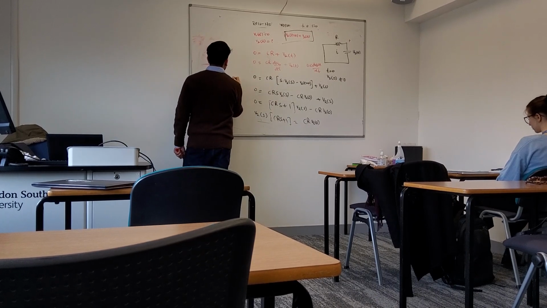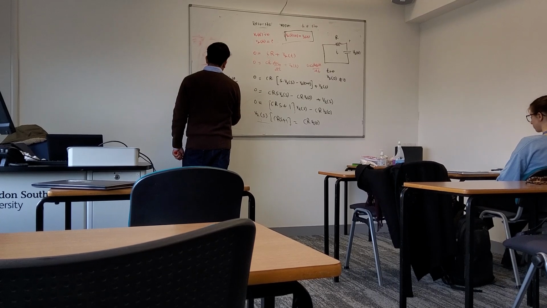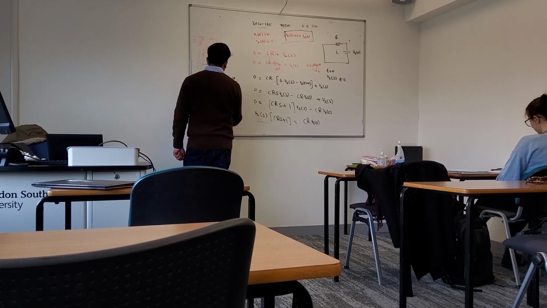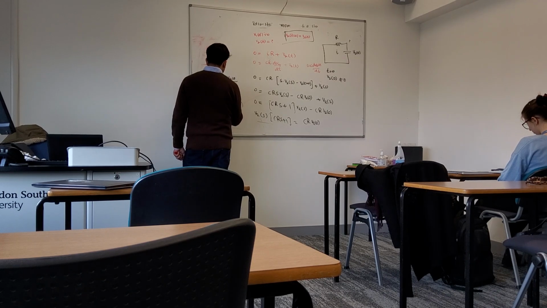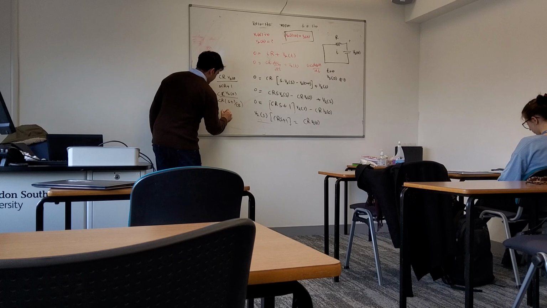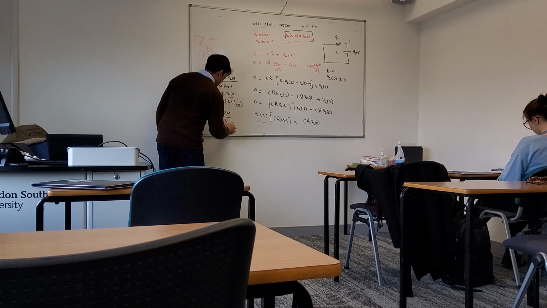CR V2 of 0 by CR plus 1. And finally, I want to convert it into a known form, so it would be V2 of 0 over CR into S plus 1 by CR. So CR will be cancelled with CR, so finally you get V2 of 0 by S plus 1 by CR.